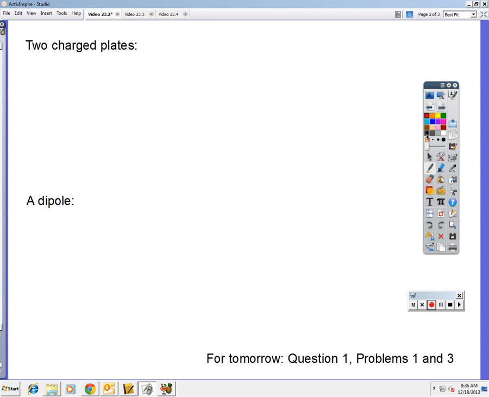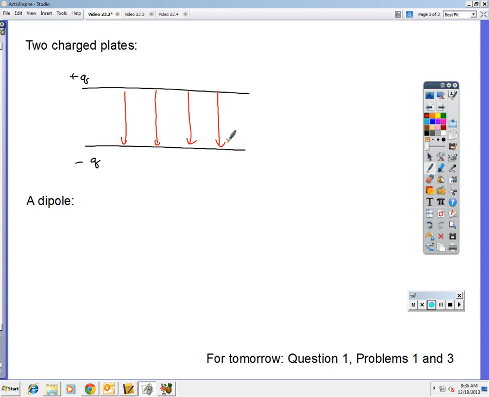If you have two charged plates, which is very common in circuits, it's called a capacitor, where we have plus Q on one plate, minus Q on the other plate, the field lines near the centers of the plates are evenly spaced and point from the positive to the negative. But then when you get out toward the edges of the plates, the field lines bow outward a little bit. That's called edge effects. It's tremendously hard to calculate, and so we'll largely ignore them.